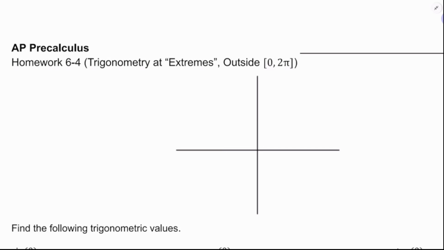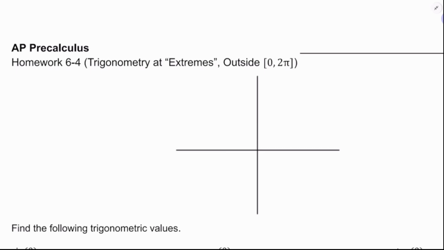In this video, I'm going to be working AP Pre-Cal Homework 6-4. So we're going to be doing more trigonometry on the unit circle. It's just this time we're going to be going to the extreme values, like pi over 2, 3 pi over 2, 0, and pi, and then also outside the interval 0 to 2 pi. So kind of negative theta values, values of theta larger than 2 pi. All the stuff we haven't done yet.